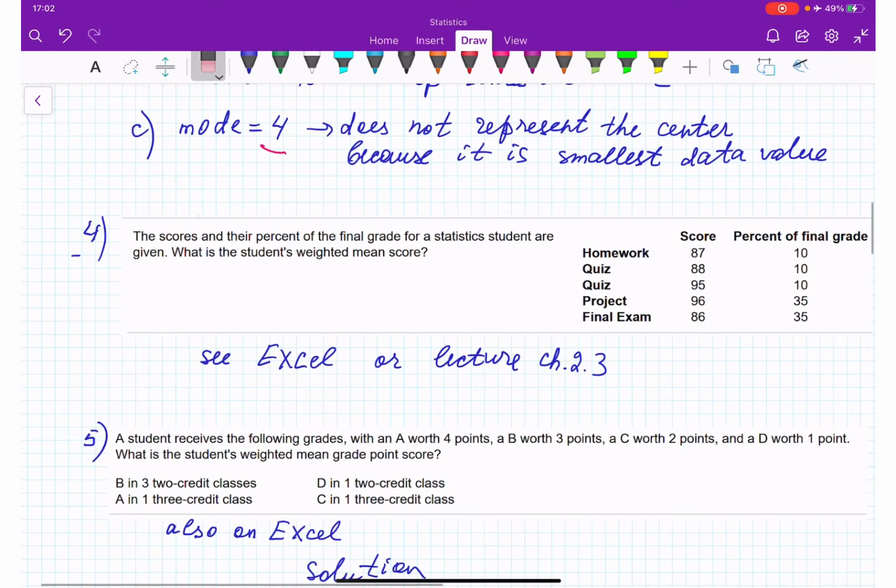Question number 4. So here we're going to find the weighted mean. For the weighted mean, I will put the link under this video for the Excel solution video. Or if you want to solve by hand, you can go to the video lecture, also video lecture 2.3.